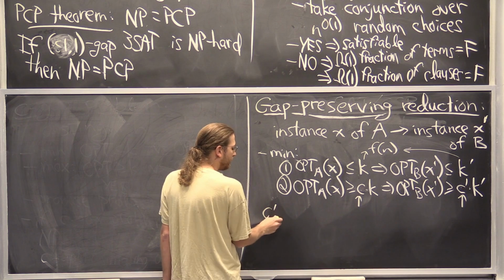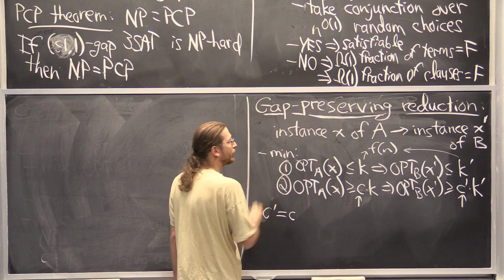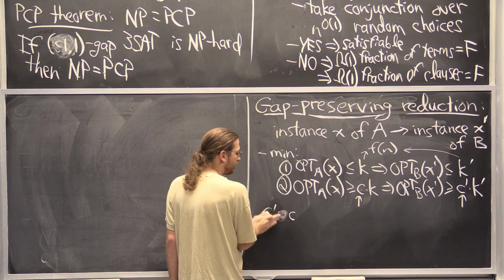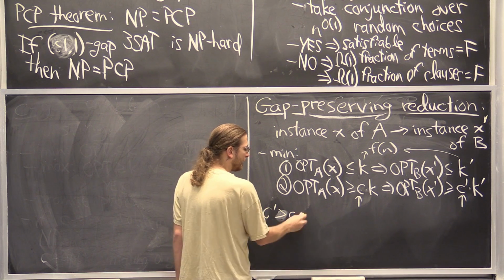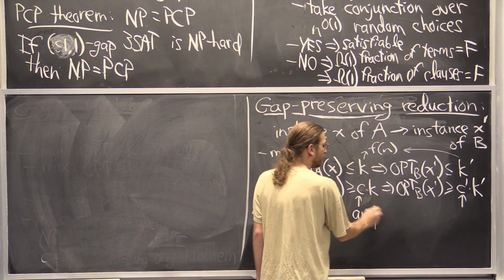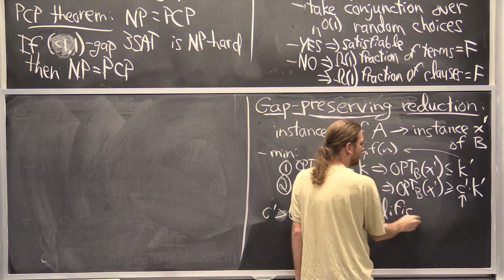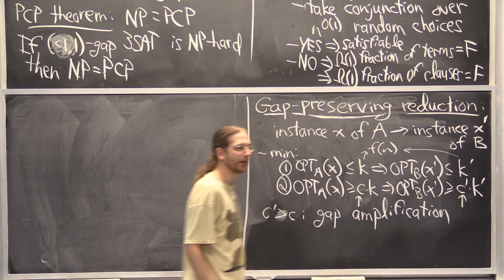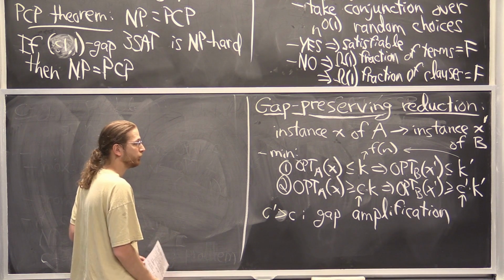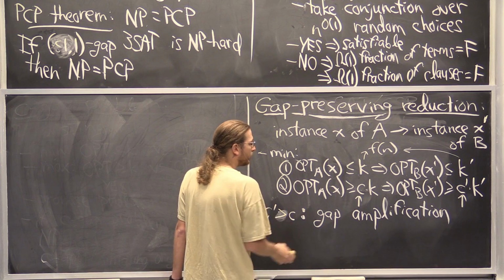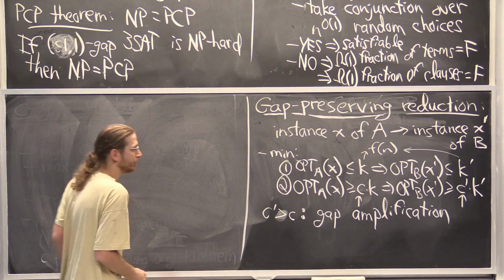If c prime equals c, this would be a perfectly gap preserving reduction. Maybe we'll lose some constant factor. If c prime is greater than c, this is called gap amplification. And gap amplification is essentially how the PCP theorem is shown, by repeatedly growing the gap until it's something reasonable.